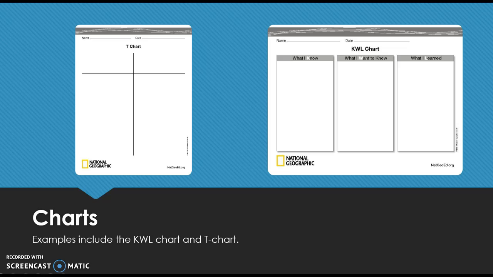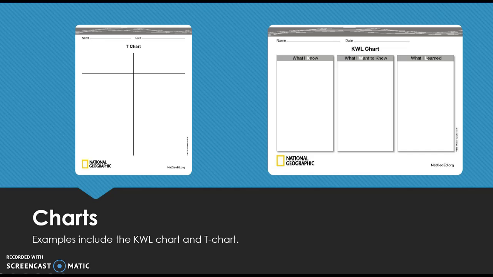The KWL chart is a great way to get students invested in their own learning and to be able to see if your current style of teaching is really working for your students, and if you're reaching your students or if adjustments need to be made to a lesson.